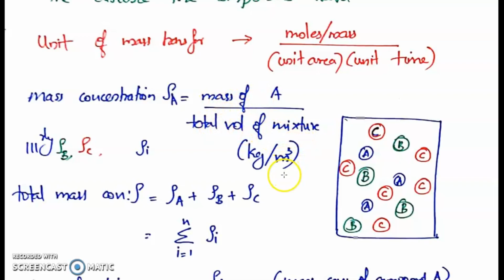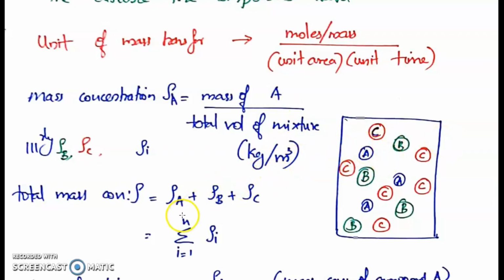Similarly, what will be the mass concentration of B, rho B? It will be mass of B by total volume of the mixture. In a mixture there will be many components, so generally we can represent it as rho I, where I represents the component. It can be A, B, C, or anything that we give. The unit of mass concentration is kilogram per meter cube. Remember, the kilogram corresponds to the mass of the component, and meter cube represents the total volume of the mixture.